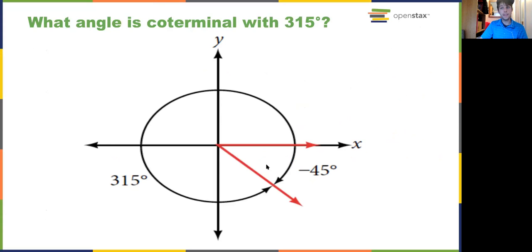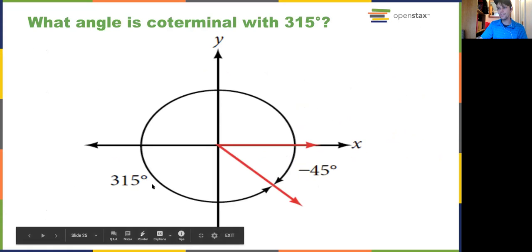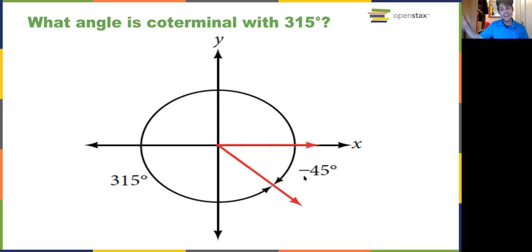That was supposed to be one for you to guess. What is coterminal with 315? Well, negative 45. It's supposed to, yeah, whatever, it doesn't matter. Negative 45 is one. Let's come up with another one. Let's add a rotation to it.